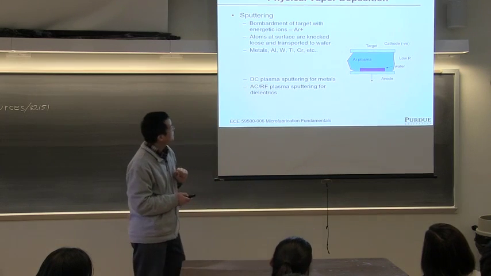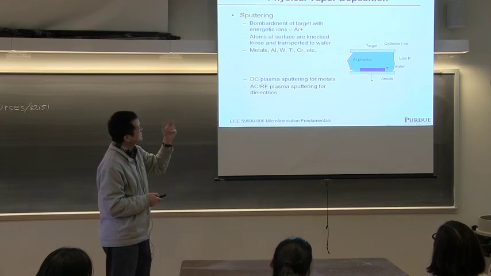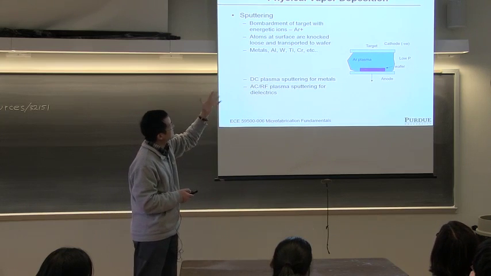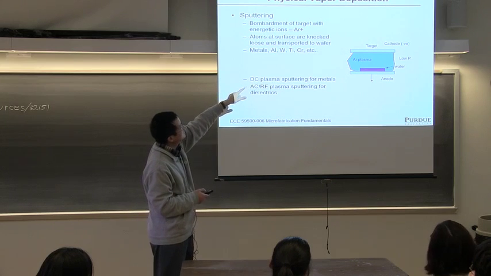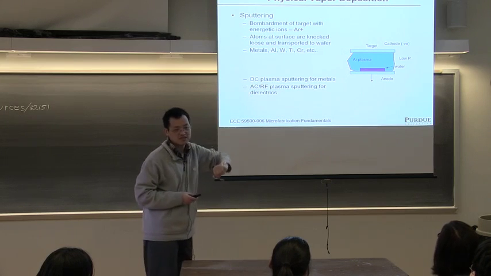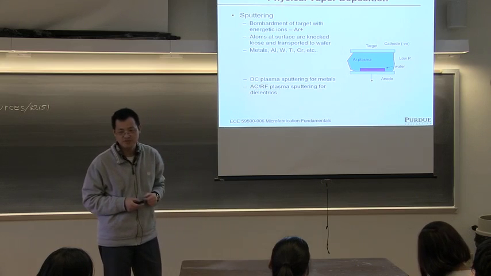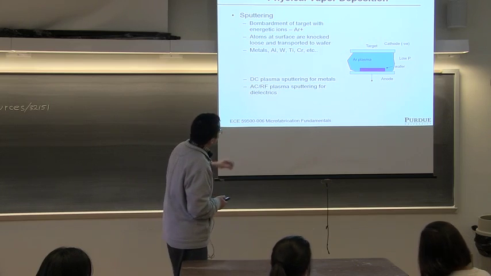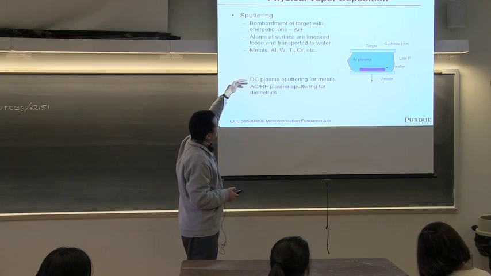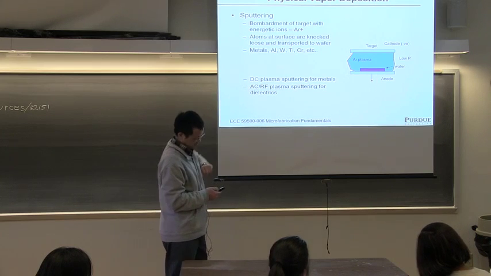So you can deposit a lot of metals like aluminum, tungsten, and titanium. As we noticed, tungsten is very difficult to evaporate because of its high melting temperature. And you can have DC or AC plasmas.